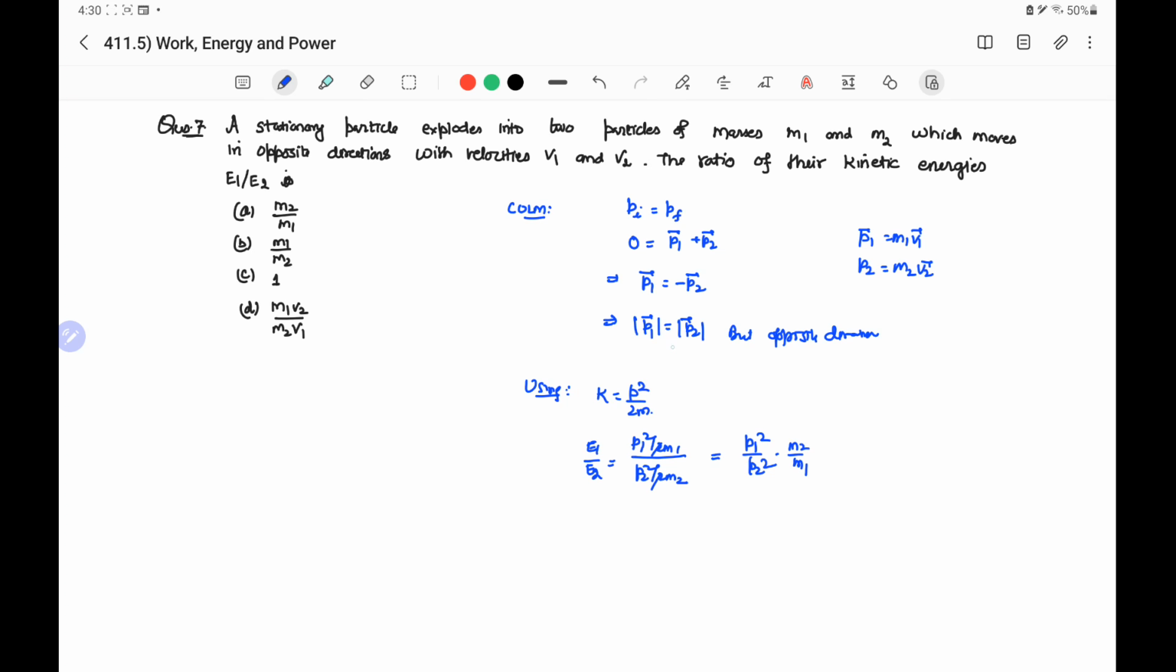And we have already mentioned that magnitude of the momentum are same. So this p1 square and p2 square get also cancelled. Hence E1 by E2 will be equal to m2 by m1. Therefore, option A is the correct option.